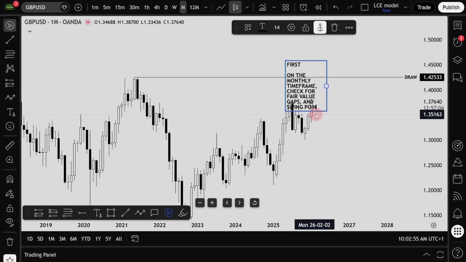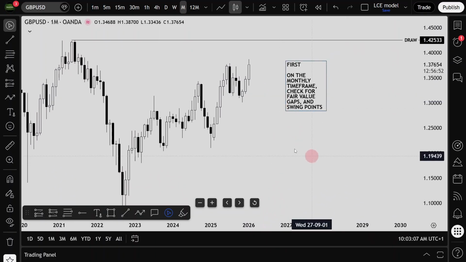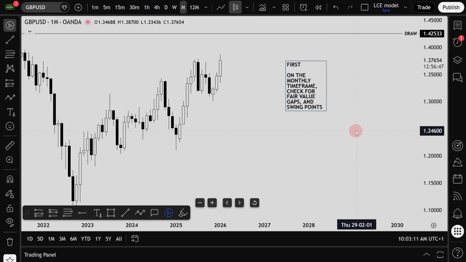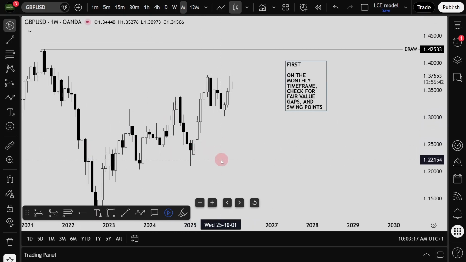I'm going to explain this part as I go. Alright, so when I say check for fair value gaps and swing points here, this is what I mean. When you come into your market, you are marking out swing points to see what the market is trading into, because the market is usually trading into PD arrays.